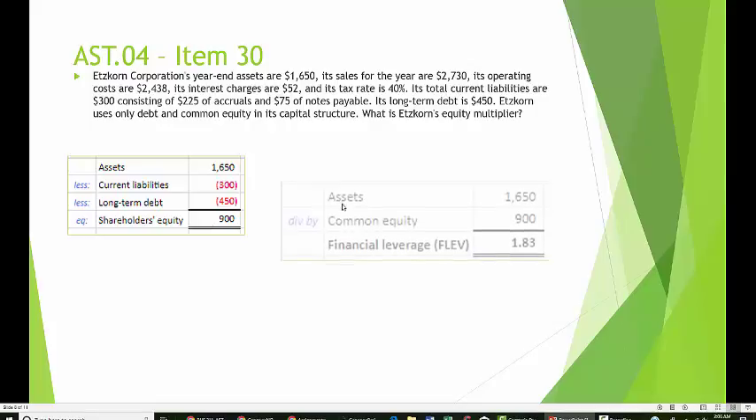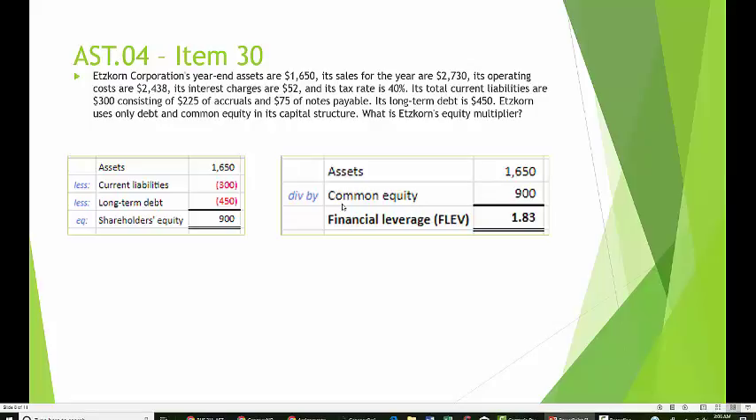Now let's compare that to the financial leverage ratio. We're given that the assets are $1,650, divide that by the common equity, and we have financial leverage of 1.83. To interpret this ratio, we would say that each $1 invested by shareholders can support $1.83 in assets. So the owners can control $1.83 in assets by only investing $1 of their own money.